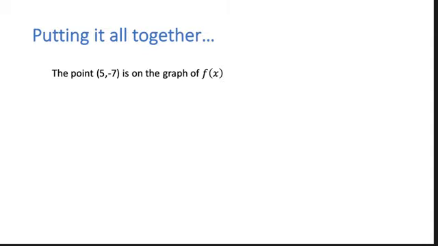Okay, the next kind of question I want to go over with you is a question like this. We don't have a picture of the graph. We don't have an equation. But we know that the point (5, -7) is on the graph of f of x. So the question is, what point would be on the graph of f of x plus 6?